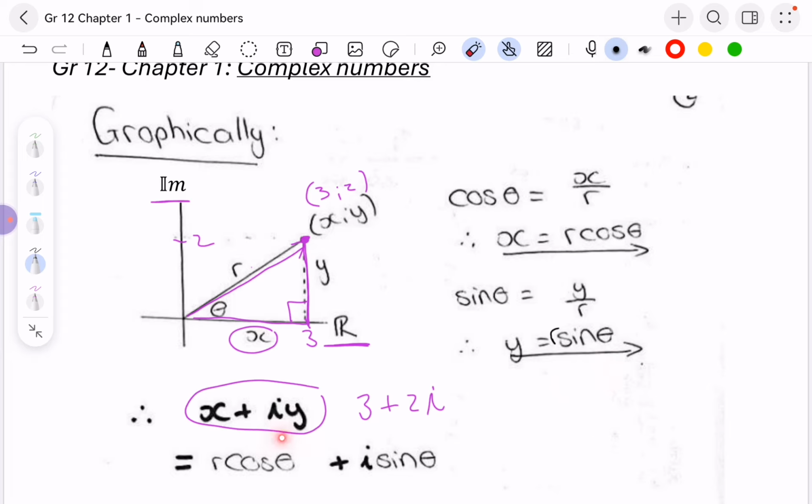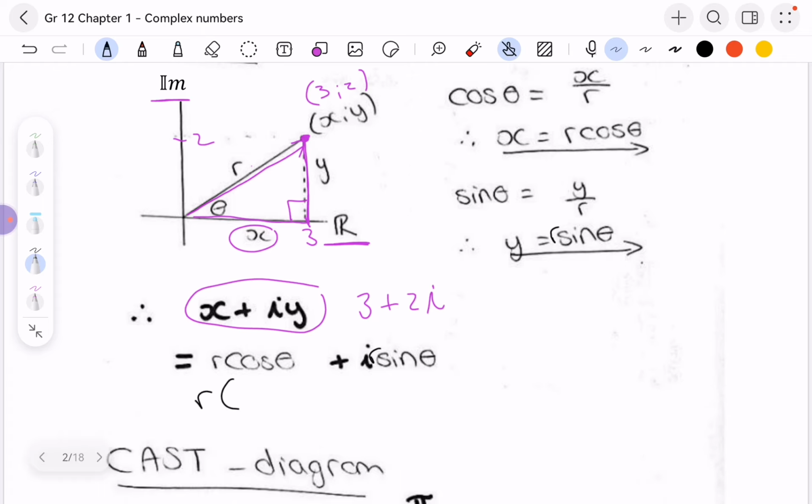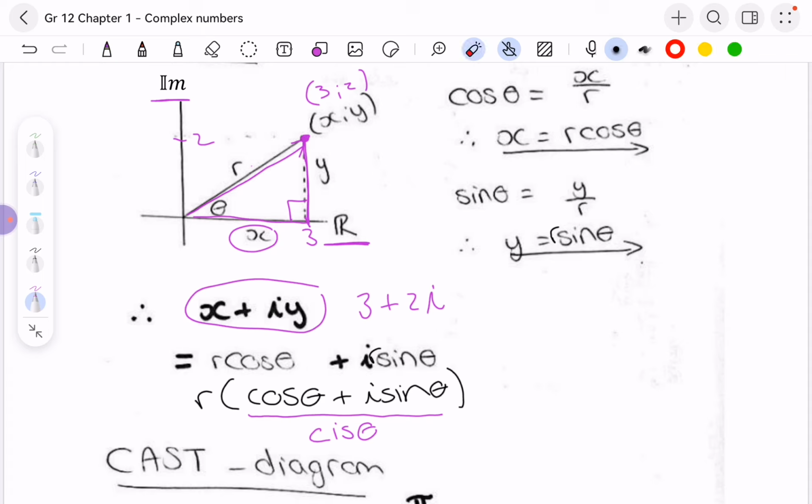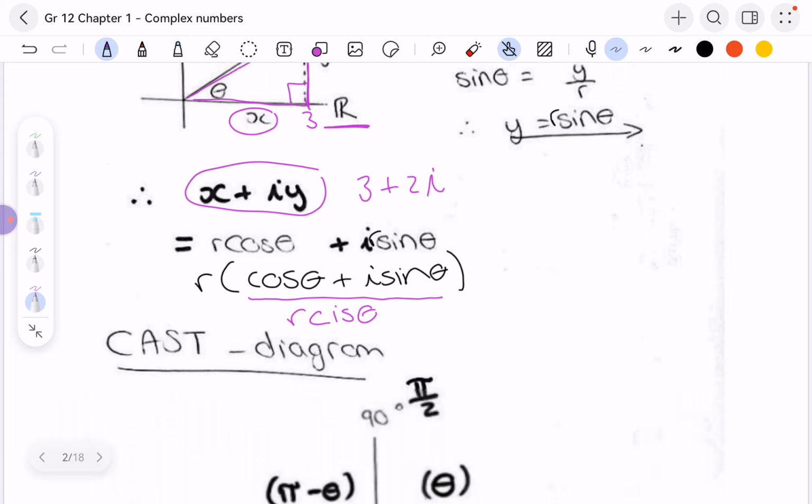So having x plus iy is the same as x is actually r cos theta and y is actually r sin theta. And I can take out the r commonly to get r times cos theta plus i sin theta. And we learned now that this piece I can just write as cis. The c for the cos, the s for the sin, and the i for my imaginary. So I can rewrite that as r cis theta.